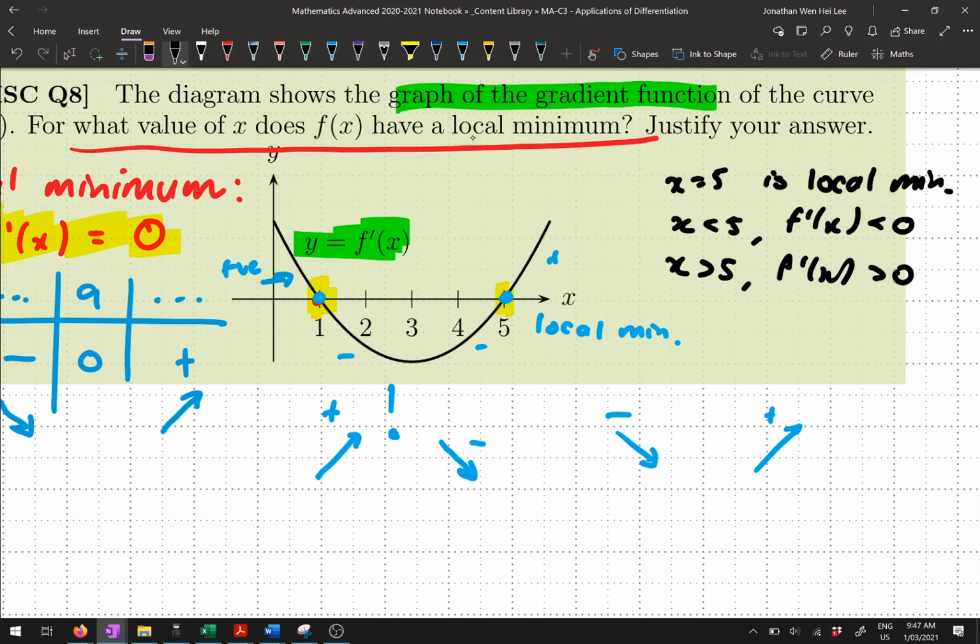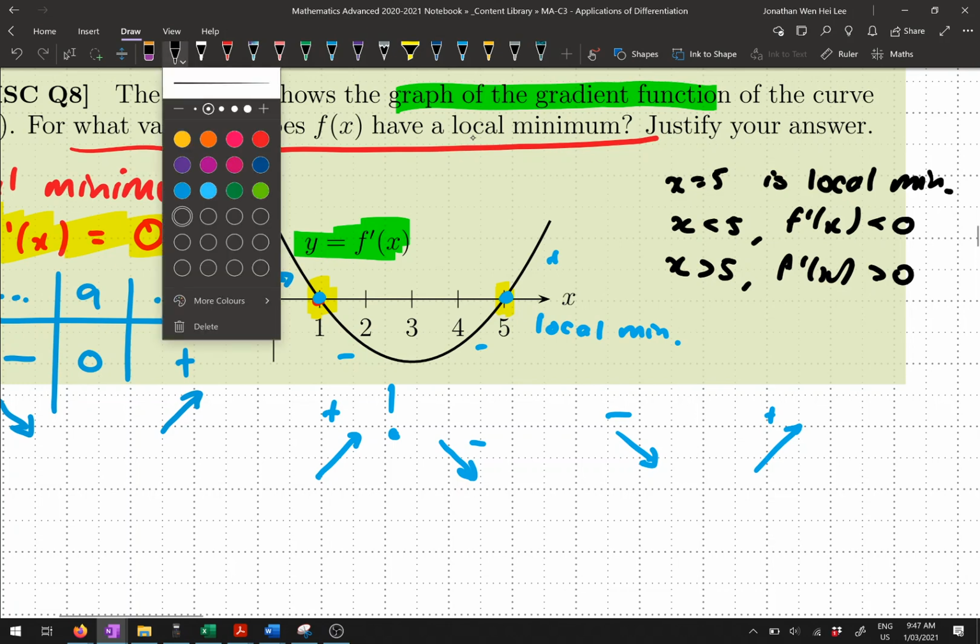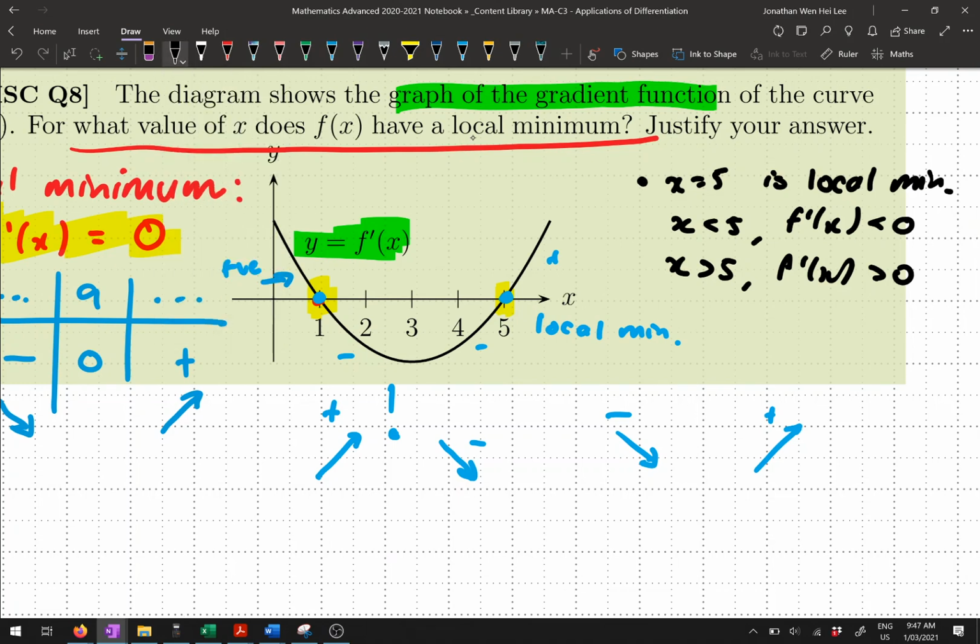Does that make sense? Do I need to go through this again? Does it actually make sense, or are people just nodding? I didn't get the thing that you wrote. Okay, so here I wrote x equals 5 is our local minimum, and I had to justify it. When x is less than 5, the part to the left, the first derivative is less than 0.